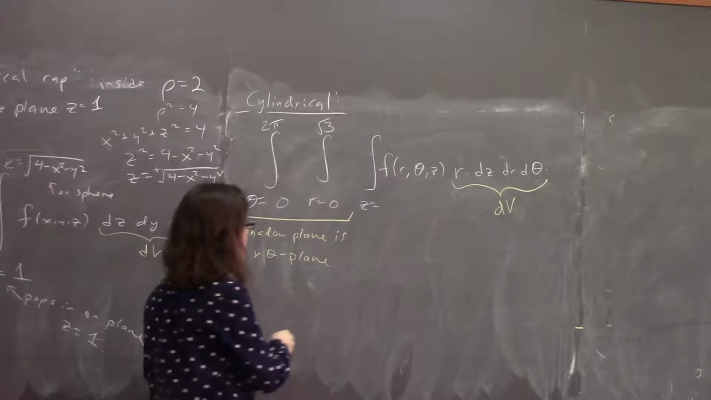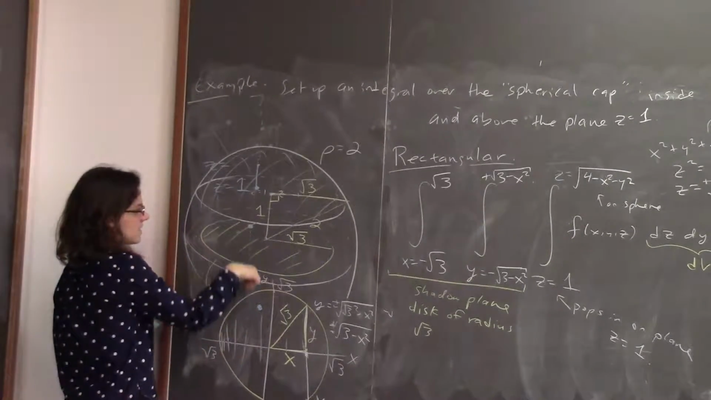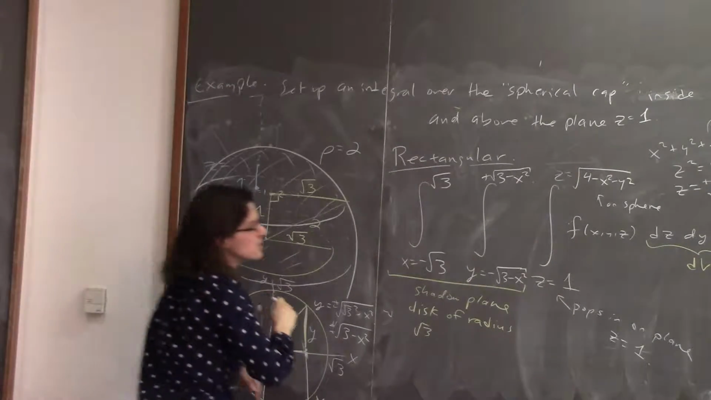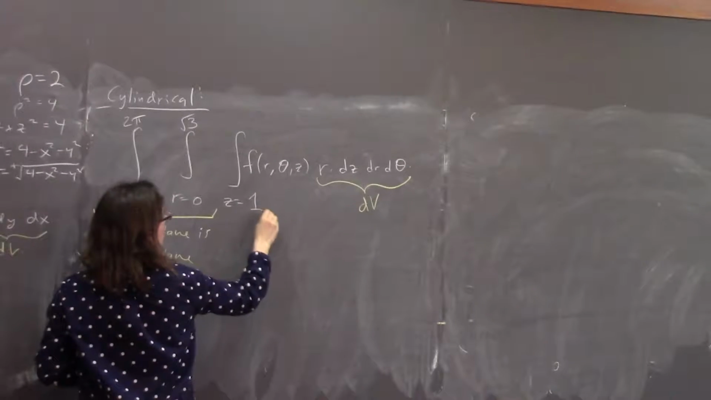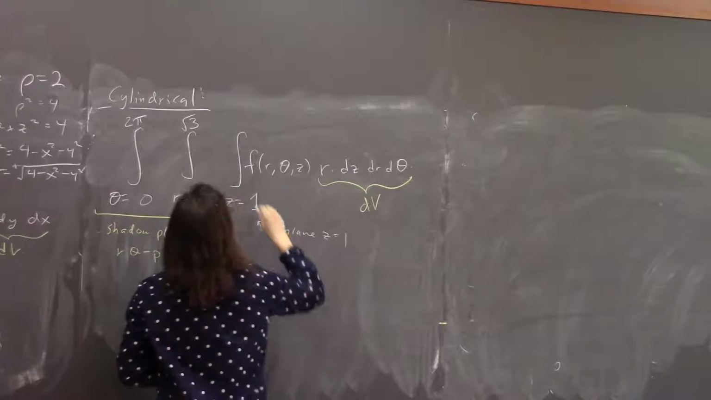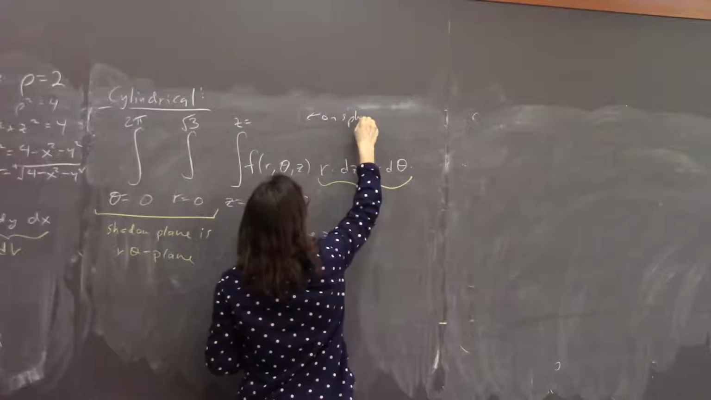OK, and now the last thing to do is figure out the z's. So pick a point in our shadow plane, start the z at the end. OK, it still pops in at z equals 1. This is on the plane z equals 1. And it pops out somewhere else. This is on the sphere.